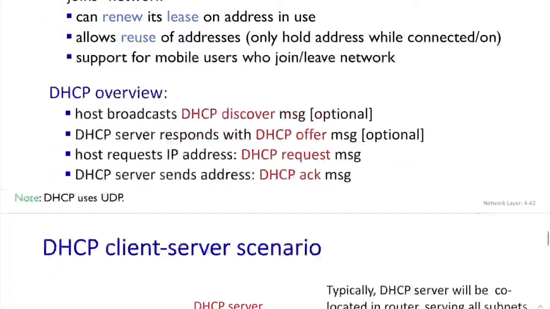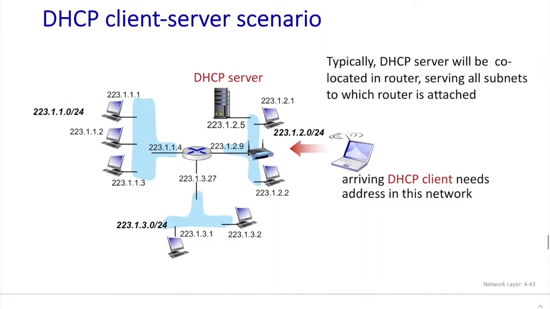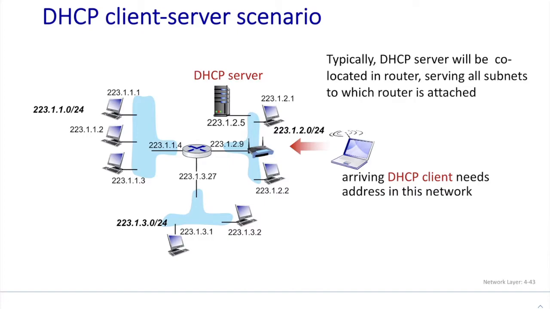So let's take a look at this viewgraph. For example, right here we have a subnet. We have a DHCP server right here. We have a router, as we mentioned before. The border of the subnet should be a router, right? And we have several different hosts in this subnet.